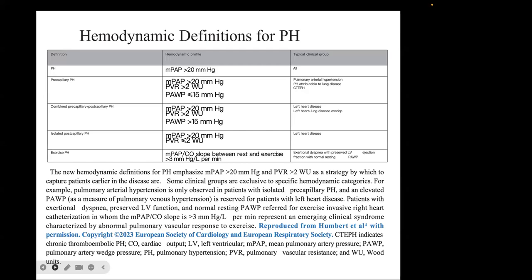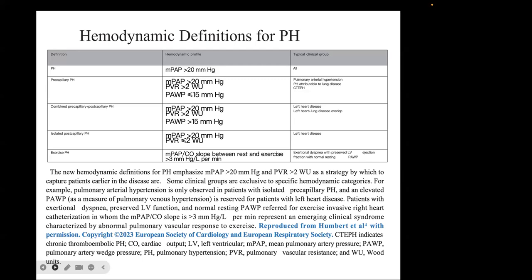Combined precapillary and postcapillary: the mean pulmonary artery pressure more than 20 mm of Hg, PVR more than 2 Wood units, and PAWP more than 15. That is left-sided heart disease, left-sided heart plus lung disease overlap. Isolated postcapillary pulmonary hypertension: the mean pulmonary artery pressure is the same, more than 20 mm of Hg, but PVR here is less than 2 Wood units. That is left heart disease.